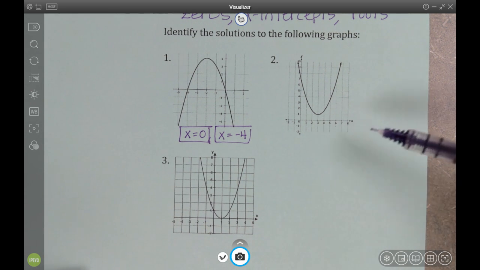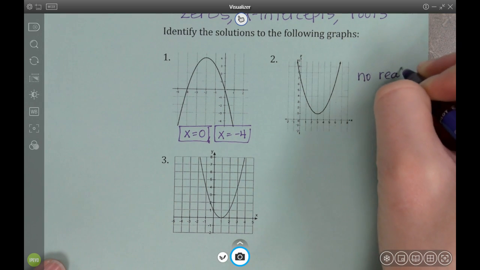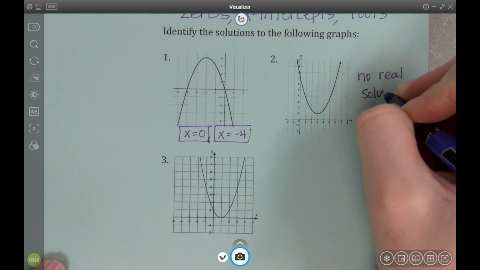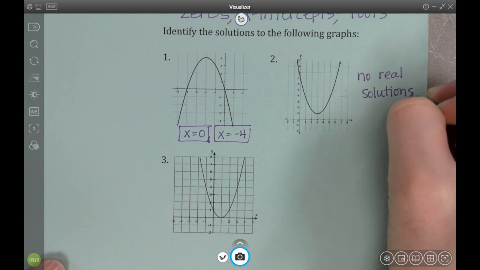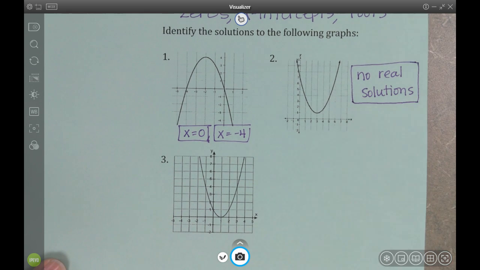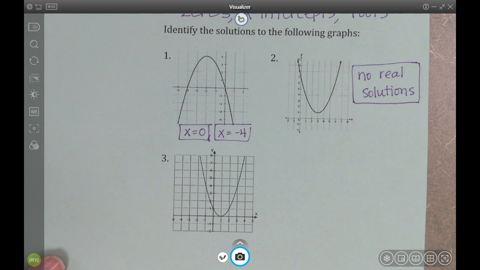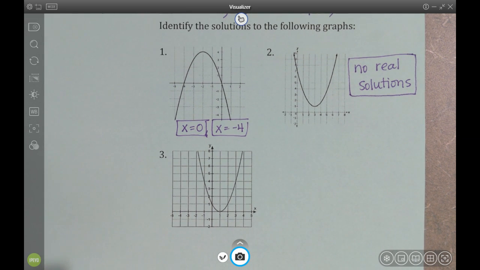Okay, well, look at the second one. Where are my x-intercepts on that one? There's not any. So there are no real solutions, which means we have 2 imaginary solutions. And if the solutions are imaginary, you have to solve them a different way. We're not going to find them from the graph.